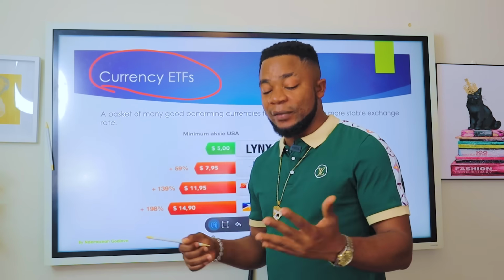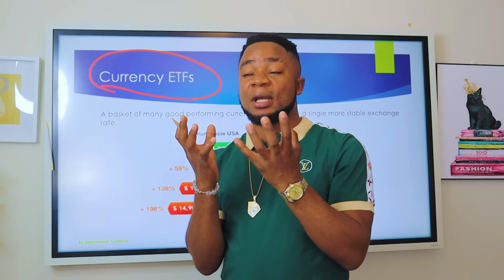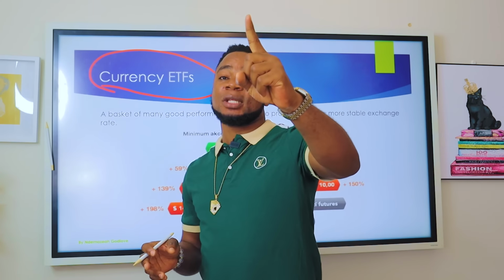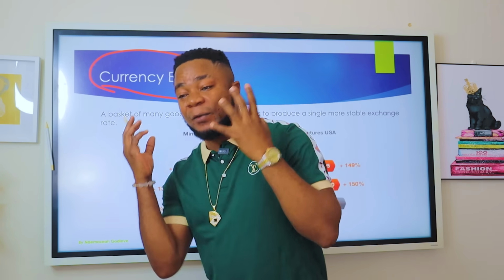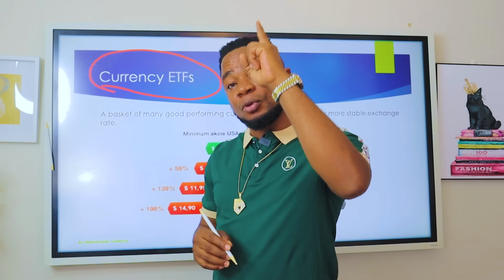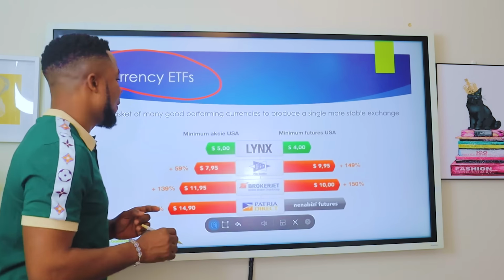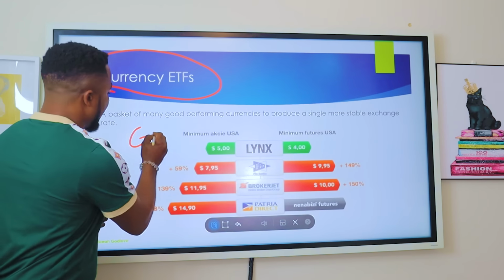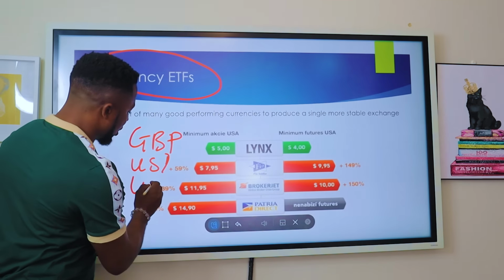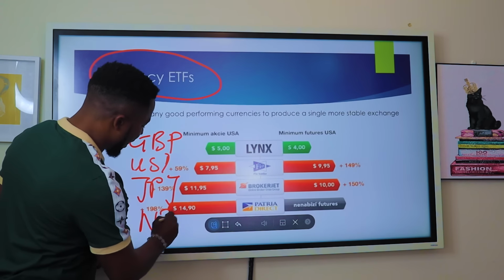And what is an ETF? An ETF is just a basket of different high-performing currencies which have been weighted to have a particular currency pair. It's a basket of high-performing currencies whose exchange rates have been summed up to produce one weighted exchange rate. So let's just assume we have the Great Britain pound, USD, JPY, then we have a New Zealand dollar.